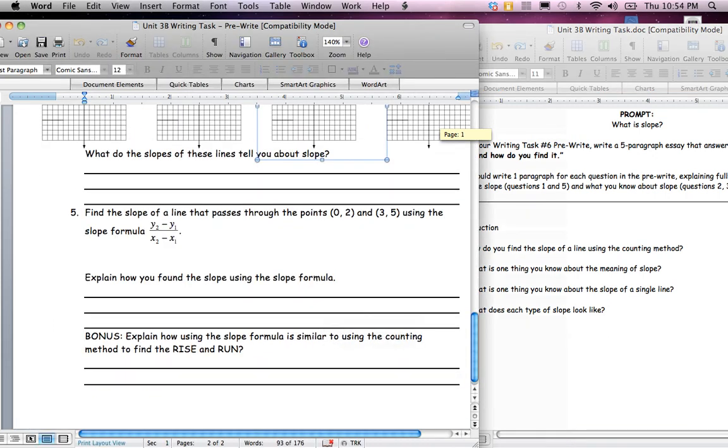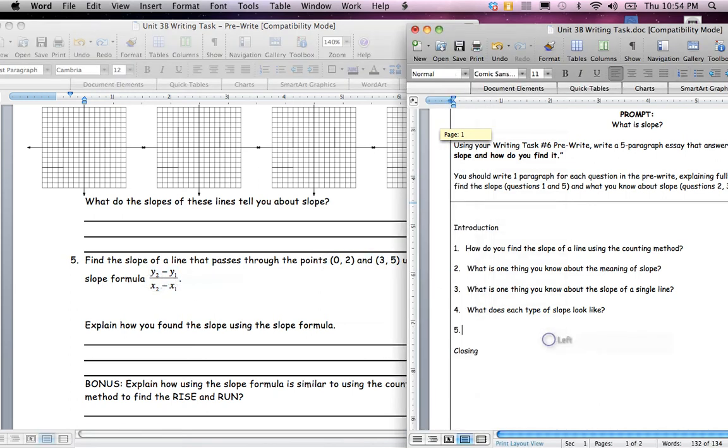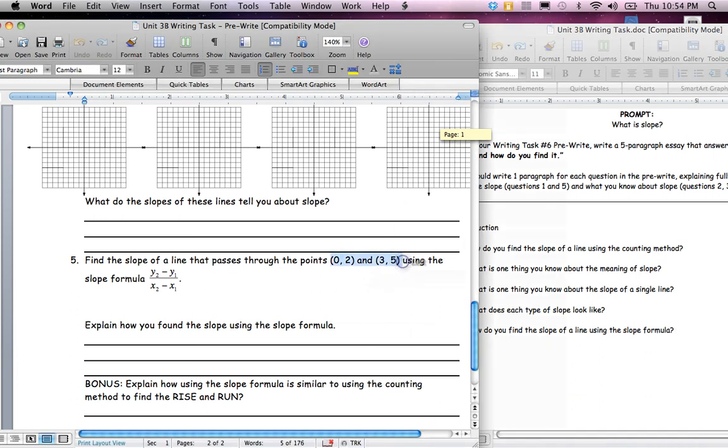Then the last paragraph should be answering this question 5, which is how would you find the slope using not the counting method, but the slope formula. So the last question for the last paragraph is, how do you find the slope of a line using the slope formula? You can definitely use this as an example and explain how you found the slope between these 2 points, but remember, you're telling me how you would do that generally for if I gave you any 2 points.